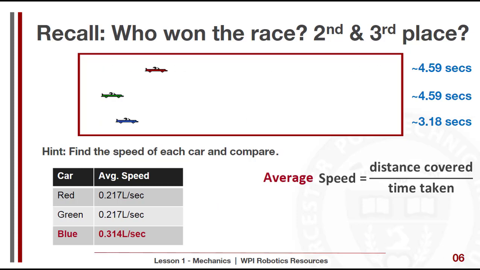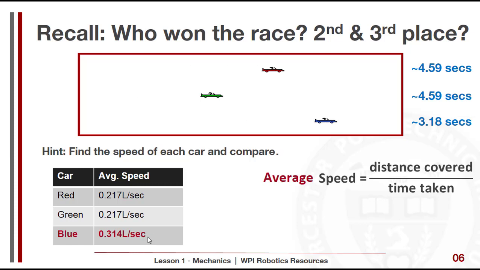So from here, we can see that the car which wins the race is the car that has the highest average speed. So speed is a measure of how fast an object is moving. But is this average speed a scalar quantity or a vector quantity? It is scalar, right? Yes, it is, because it is magnitude alone, which is 0.314 length per second.